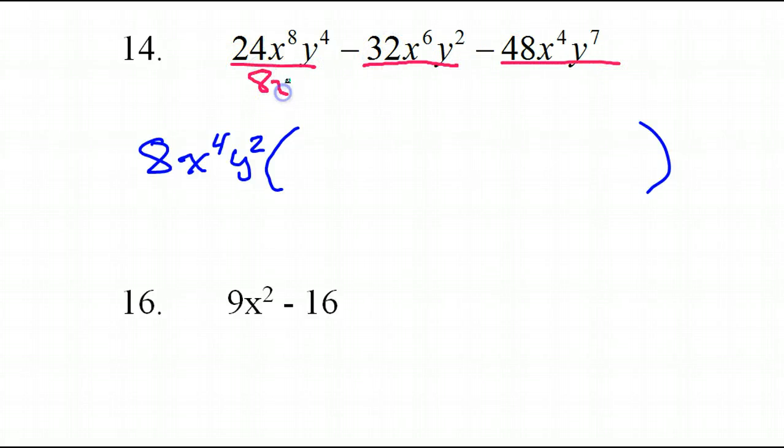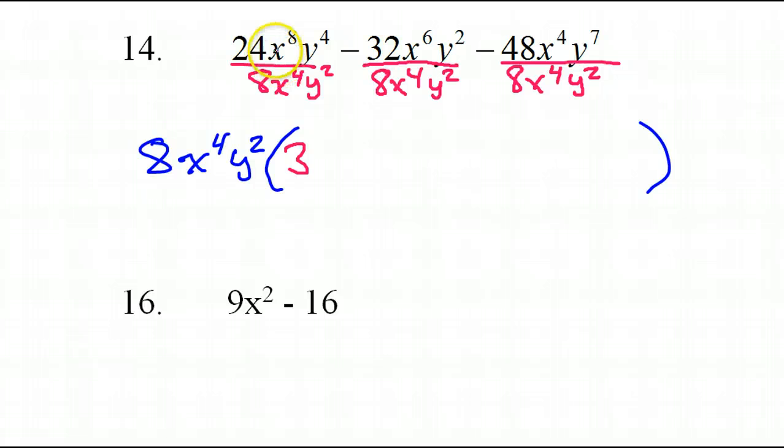Alright, 8 x to the 4th y squared. Okay, 24 divided by 8 is 3. These 4 x's will cancel out 4 of these x's, leaving 4. These 2 y's will cancel out 2 of these y's, leaving 2. 8 times 4 is 32, so there you go.